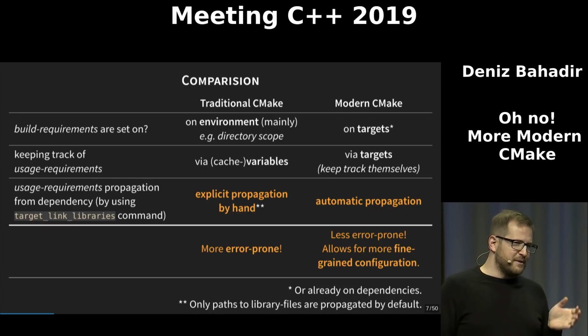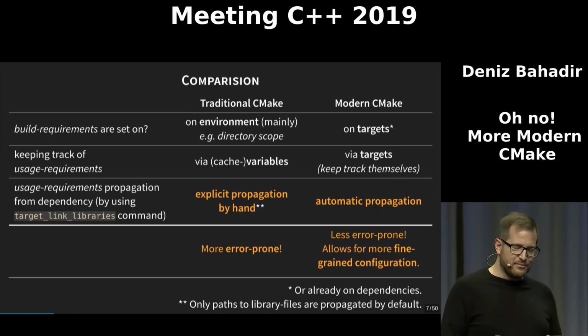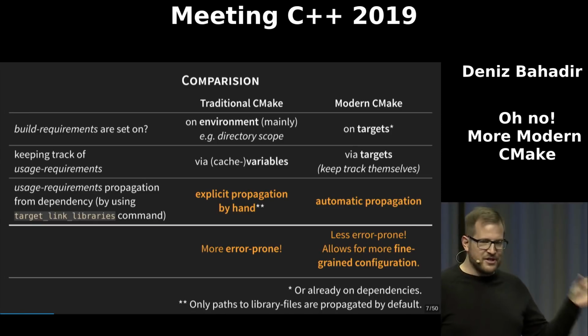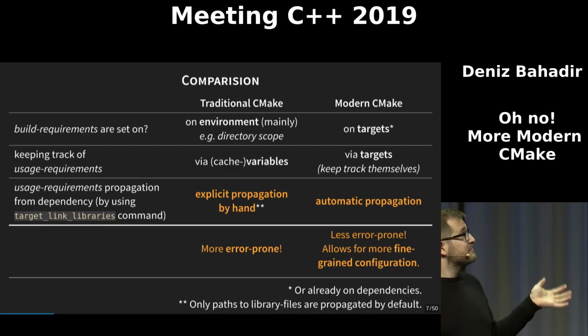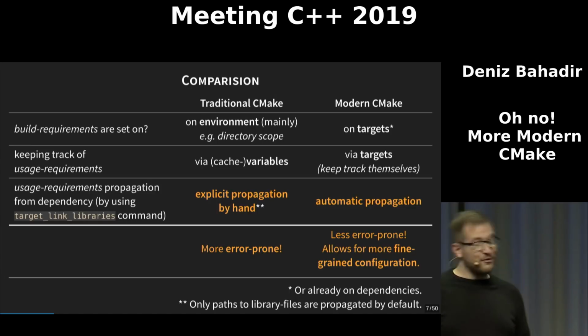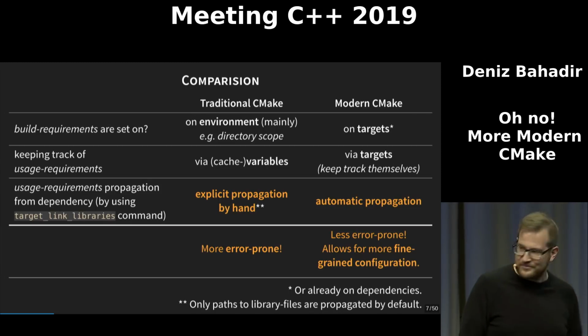And the propagation of the usage requirements from the target on the right-hand side had to be done explicitly by hand by you, the developer. While with modern CMake, in general, you shouldn't do anything else except just having the target_link_libraries call. In general, one could say, in the traditional way you had to do more stuff, and so there were more possibilities to make errors. While with the modern way, you have the chance to get away with fewer errors, or hopefully none. And it also allows a more fine-grained configuration.